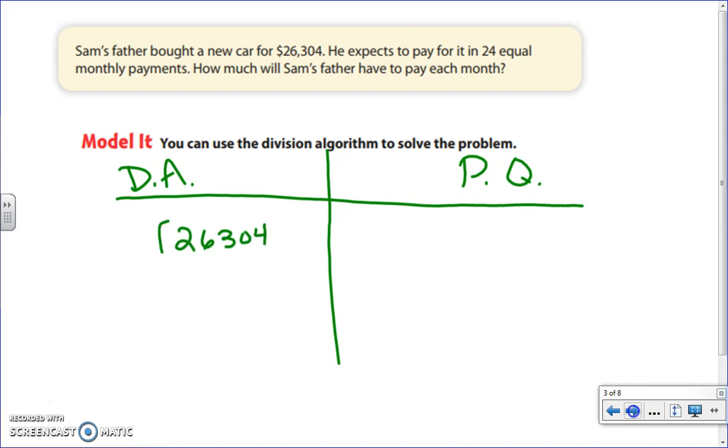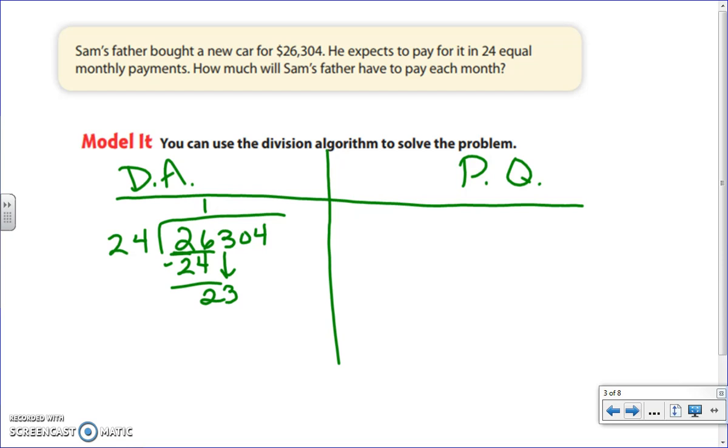26,304 divided by 24. And so I approach this the same way that I have all my long division. I look at the 2, I see that 24 does not go into 2, so I look at the 26. 24 does go into 26 one time. Take away 24, and I bring down the next number.